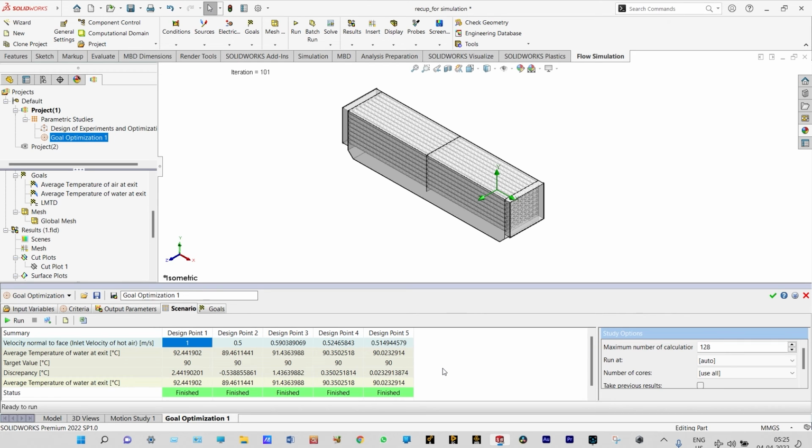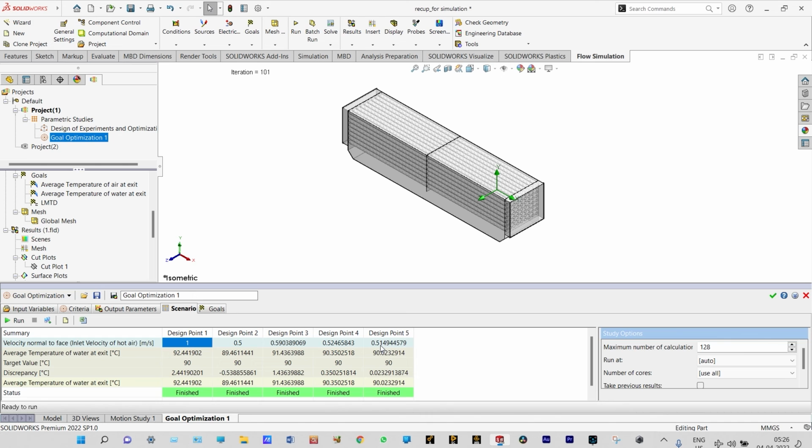So after 5 design points, we got the results, right? You can see, to achieve the temperature of water at the exit location as 90 degrees centigrade, it has undergone 5 design experiments, and after 5 iterations, we could find that the temperature at the exit of cold water is 90.02 degrees centigrade, and we targeted this value with a variation of 0.1 degrees centigrade. So the discrepancy in this case is very small.